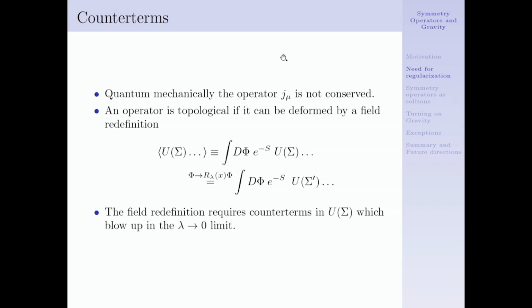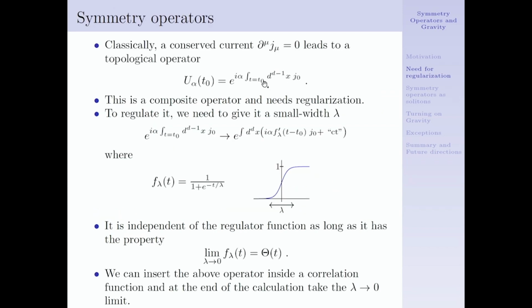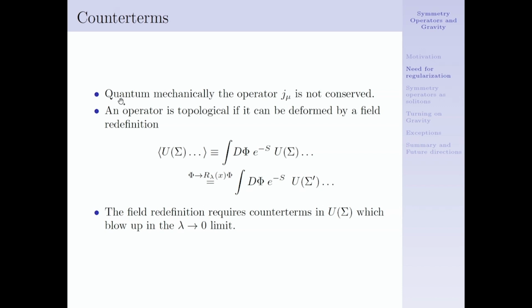So, since J mu is not even conserved as an operator, how do you even show that this is topological? I'm arguing that an operator is topological if it can be deformed by a field redefinition. So what do I mean by that? Assume that you insert an operator in a correlation function, and you're supposed to calculate a path integral of this type. If there is a space-time dependent field redefinition that I can use to deform the position of the operator U, I would say that this is a topological operator.